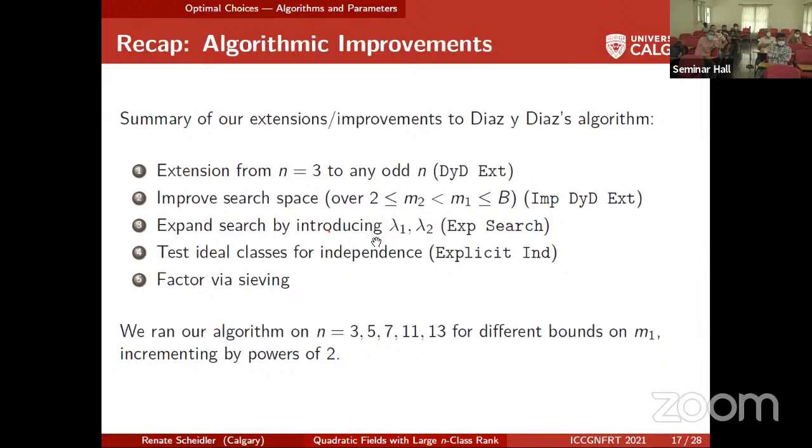That's a standard way to do this. And I should really say that when you want to run a large scale computation like this, a massive computation, you have to be very careful how you fine tune your parameters. How do you choose your bounds on M? How do you choose your lambda pairs? In which order do you choose your lambda pairs? When is sieving worth it versus not worth it? When is the ideal independence test worth it versus the explicit independence condition, and so on.